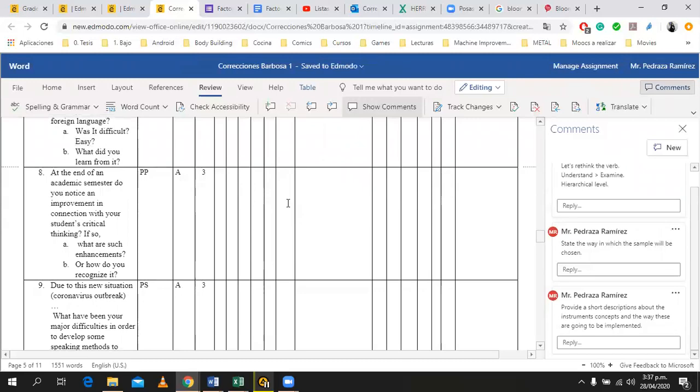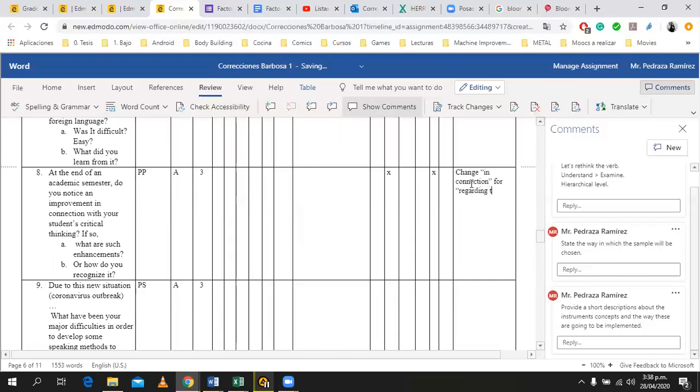At the end of the academic semester, comma, do you notice an improvement in connection with your students' critical thinking? In connection, regarding to, in regard to, it sounds better. I always use "in regard to" or "regard to," but this "regarding" one is going to be like that, okay? Do you notice an improvement regarding your students' critical thinking?